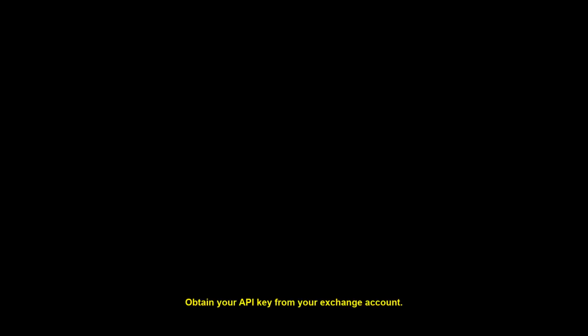Obtain your API key from your exchange account. In the exchange settings, ensure you have enabled API access. Copy your API key. Return to CoinTracking. Paste your API key into the designated field.